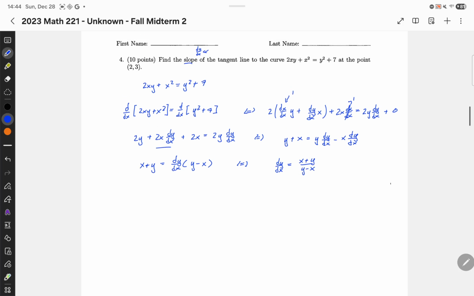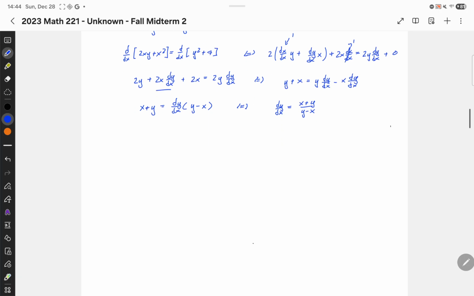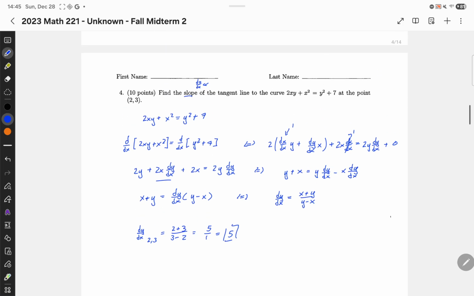So remember, we're trying to find the slope, which is dy/dx, at the point (2, 3). So let's plug in (2, 3). I'll denote it as dy/dx with the subscript (2, 3). This is going to be equal to 2 plus 3 over y, which is 3, minus x, which is 2, which gives us 5 over 1, which is just 5. And so the slope at the point (2, 3) is just going to be 5. And that's it for question 4.